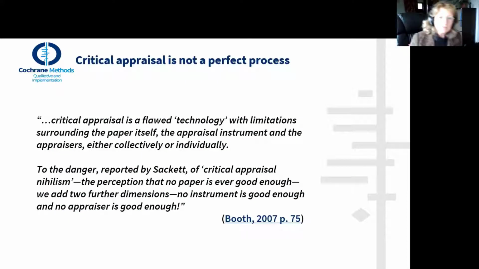So as we've said, and as Andrew Booth has said since 2007, critical appraisal, or assessing for methodological limitations, is not a perfect process. And Andrew has said many times that it's a flawed technology with limitations surrounding the paper itself, the appraisal instrument, and the appraisers, either collectively or individually. So all those components bring biases to the process. To the danger reported by Sackett of critical appraisal nihilism, the perception that no paper is ever good enough, we add two further dimensions: no instrument is good enough and no appraiser is good enough.